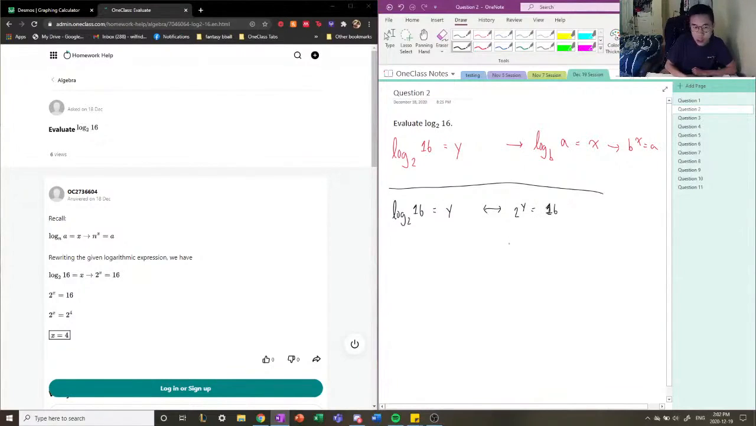The way I like to do this with any base is to divide 16 by the base until we get an irreducible number. So let's do this for now. 16, if we divide it by 2, what would we get? We will get 8, right? So that's 1. I'm going to label this 1.